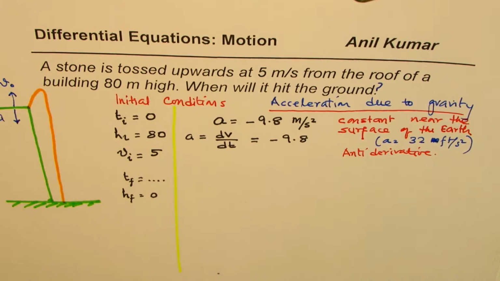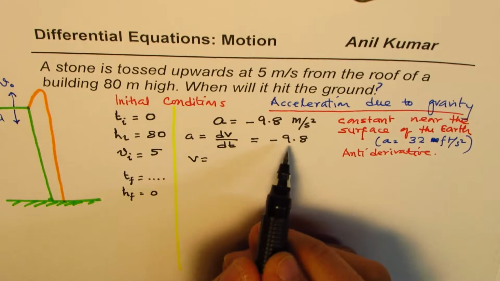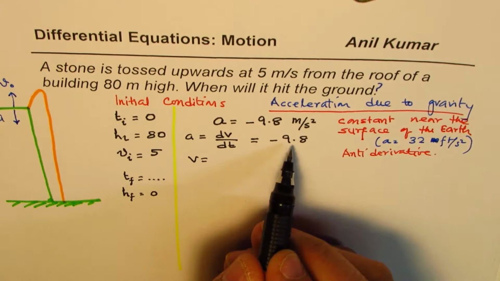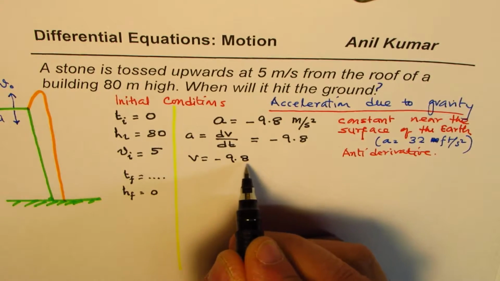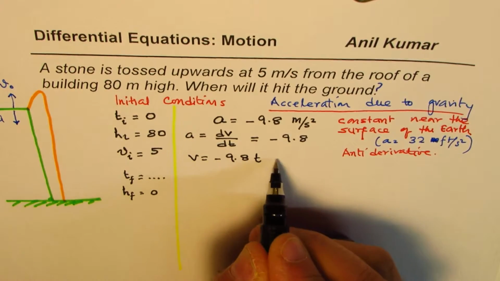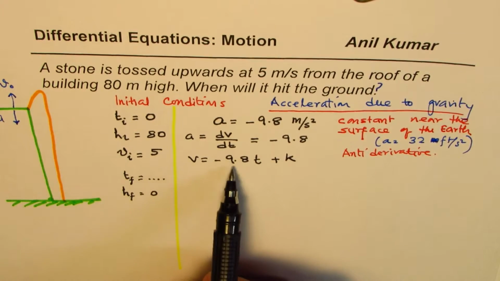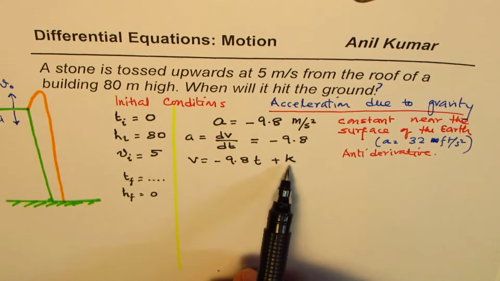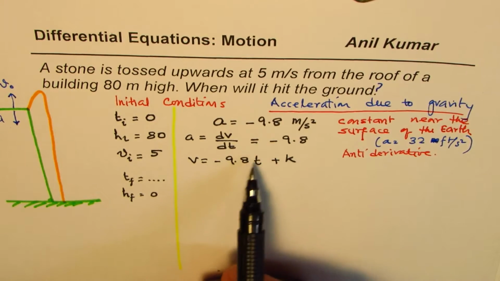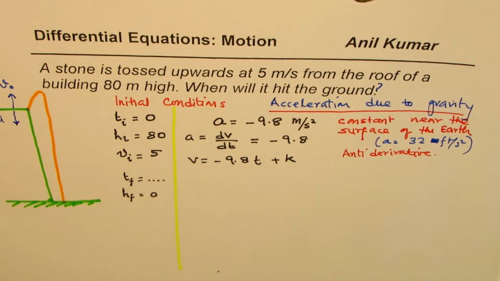So we have to find this value of v. We say, well, v is equal to something whose derivative is a constant. So we know it should be minus 9.8 times the independent variable plus some constant. Perfect. If you take the derivative of this, you get minus 9.8. Derivative of k is 0. So you get back your previous equation. That means this is absolutely correct.